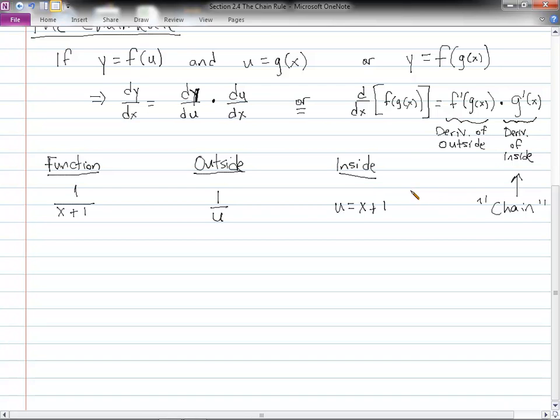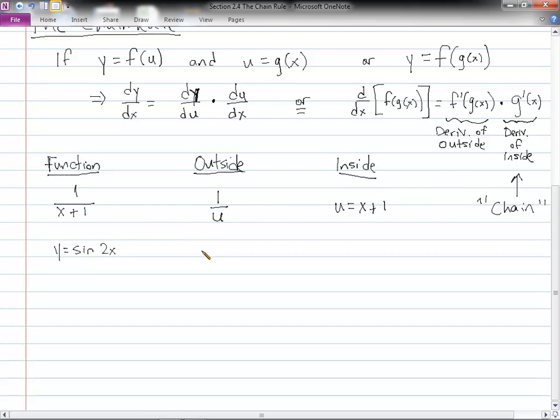Do you see how if I were to plug u into the outside function, I actually have the original function? So the outside function is like 1 over u, the inside is like u equals x plus 1. The beauty of that is that I can take the derivative of this, just think of it as u to the minus 1 and use the power rule, or I can take the derivative of this. What about y is equal to sine 2x?